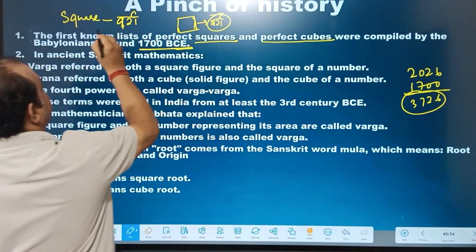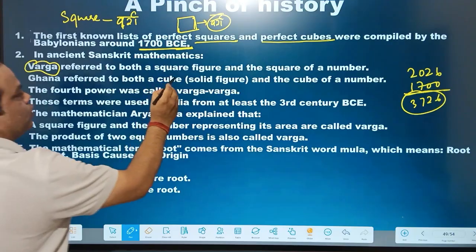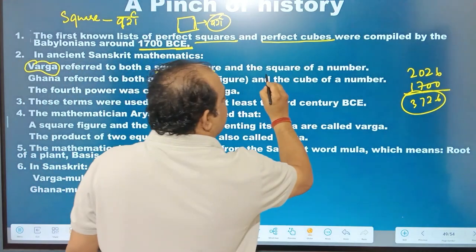So from here only, they said in Sanskrit they used to say varga, referring to both a square figure and the square of a number.